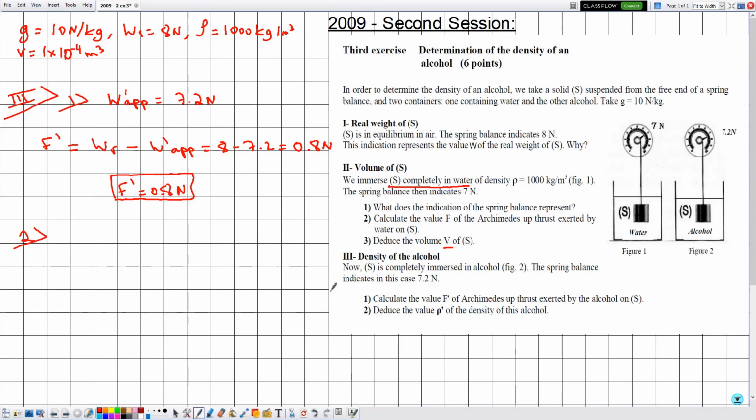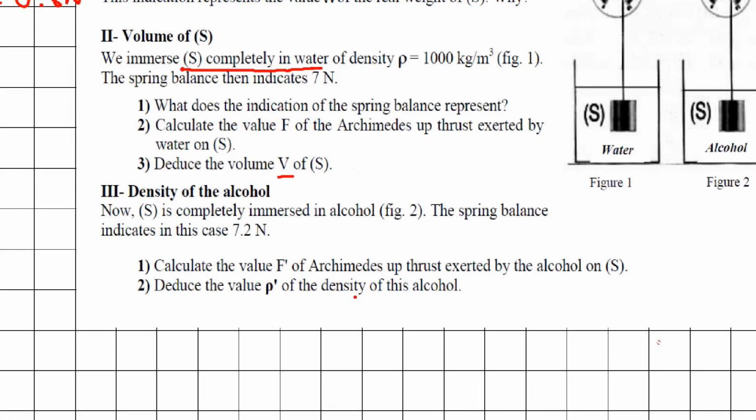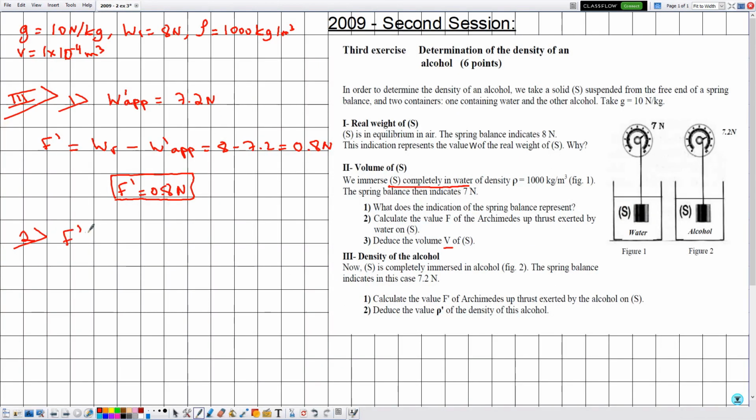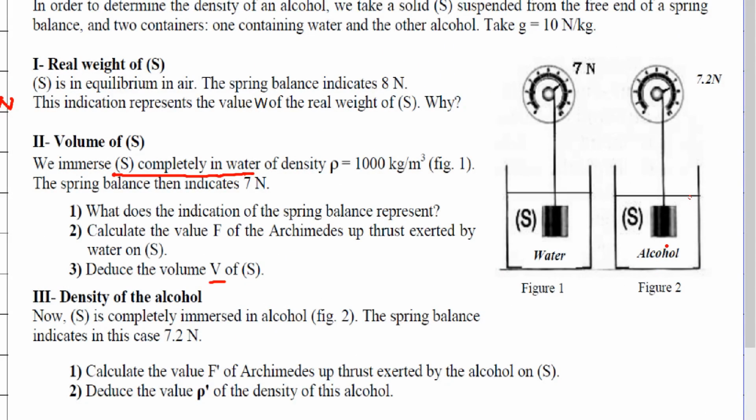Now in number 2, deduce the value rho prime of the density of this alcohol. Deduce means that we need to use the part just before. We know that the values of F prime and rho prime are related via the following formula, that F prime is equal to rho prime multiplied by Vi multiplied by g. Knowing that we are interested in calculating the value of rho prime, constructing the triangle of this formula, what does rho prime represent? It represents the density of this liquid of figure 2, which is alcohol.